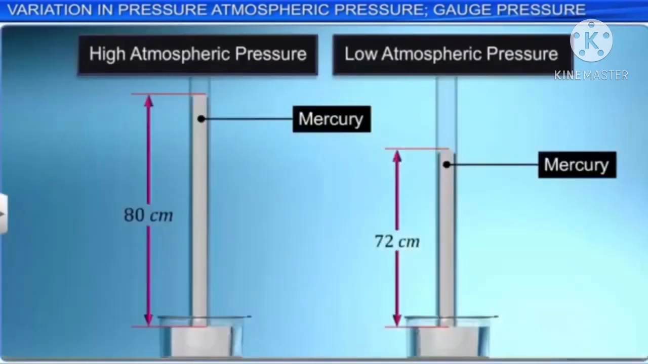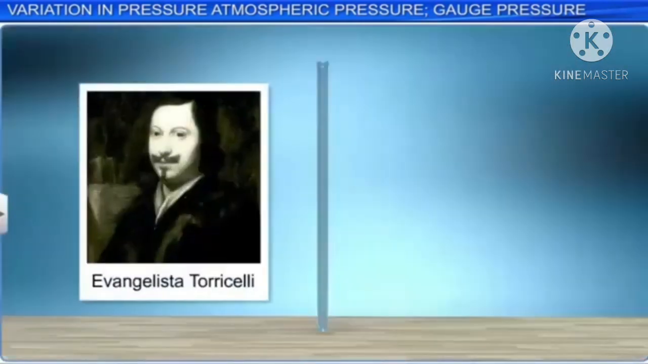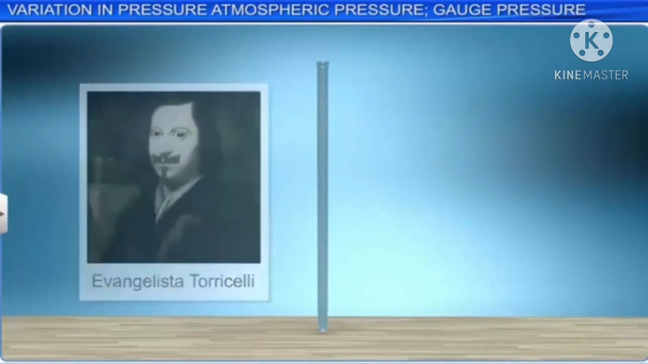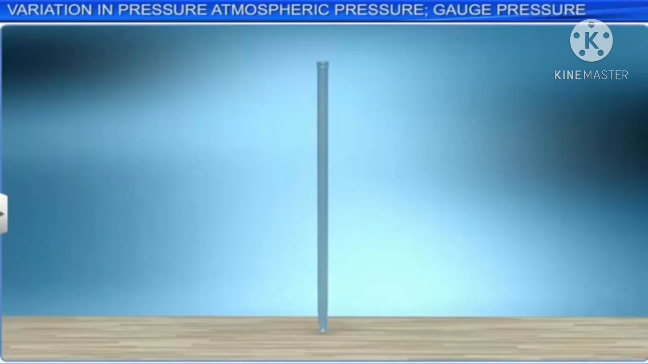The device used to measure atmospheric pressure is called a barometer. Torricelli devised a mercury barometer. For this barometer, a long glass tube closed at one end is filled with mercury and then inverted into a glass trough containing mercury.